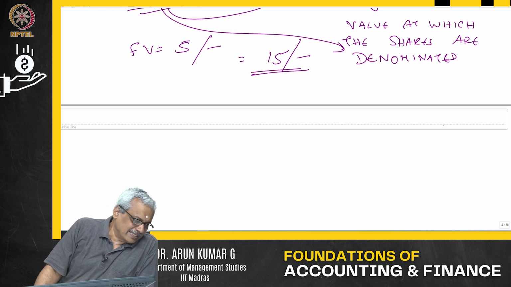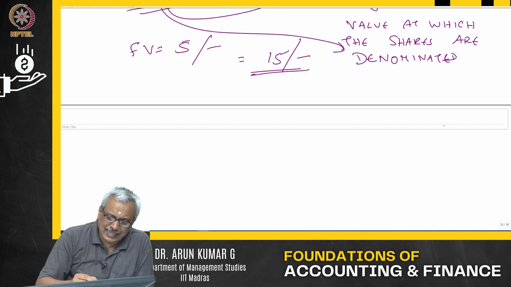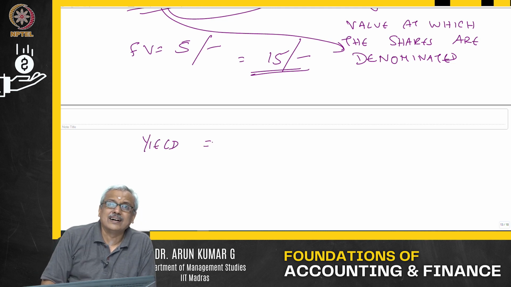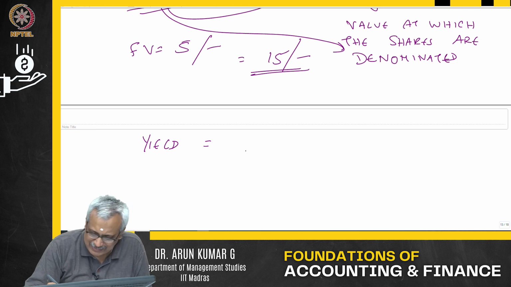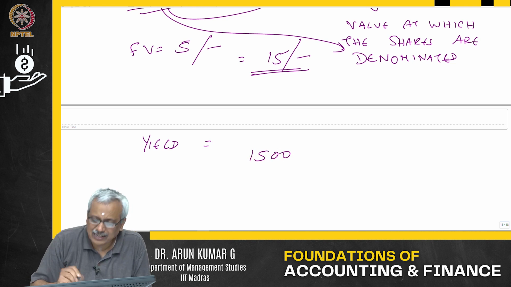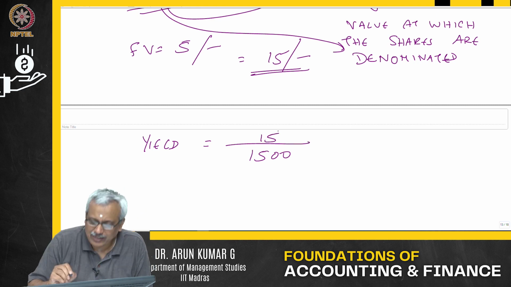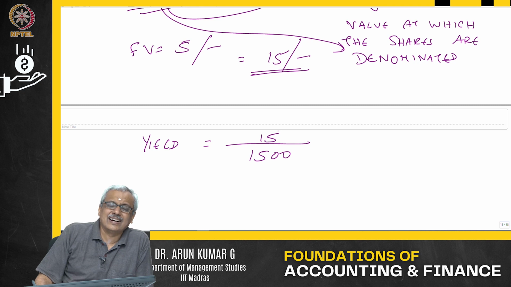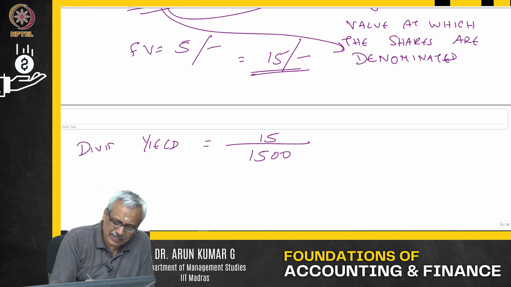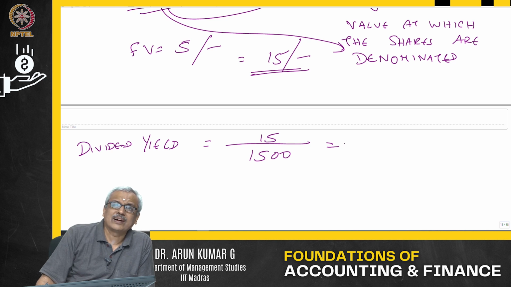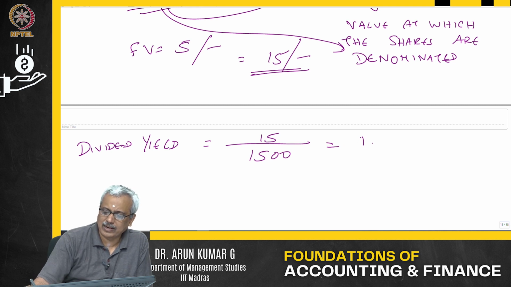Now, what is the yield? What is my yield? Yield means, what is my return? I have invested 1500 rupees. What is the money I have got? I have got 15 rupees. So what is my return? That is what I call the dividend yield. 15 by 1500, that is 1 by 100, is what you will get.